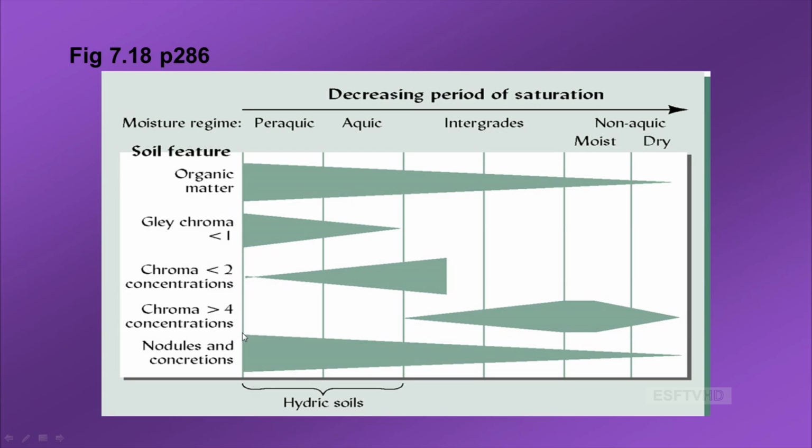And we look at nodules and concretions. A nodule is small, like a little BB, and a concretion is like a layered BB. And these form in poorly drained soils. So these are the characteristics. These are indicators of hydric soils: high organic matter, low clay chroma, some mottling, and nodules and concretions. These are indicators.